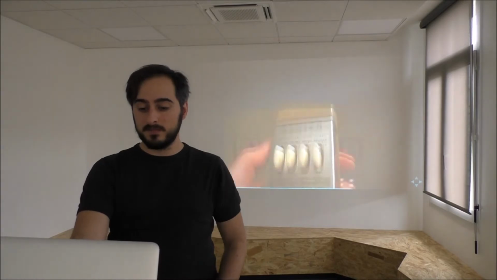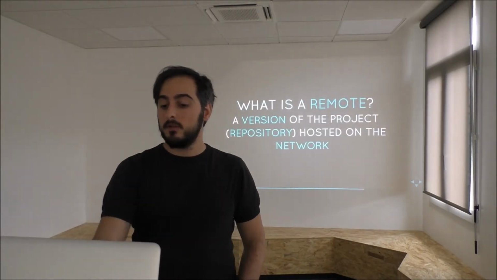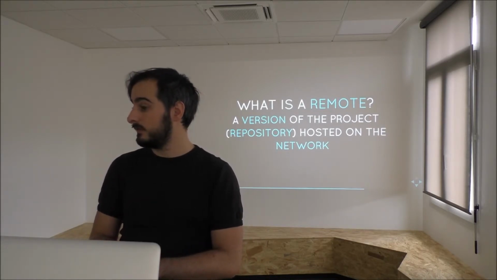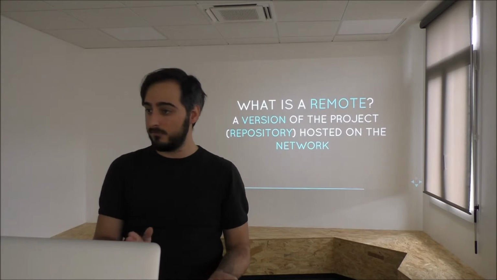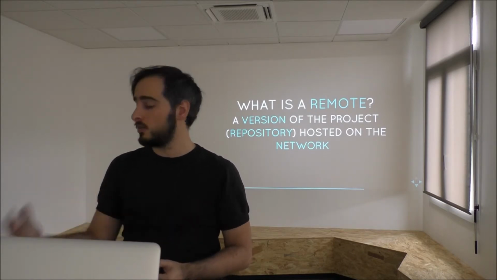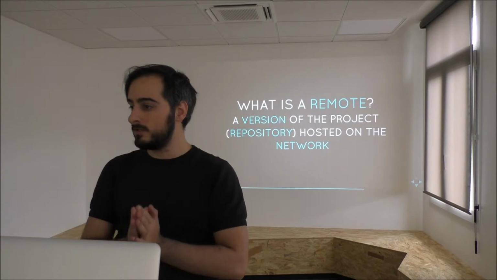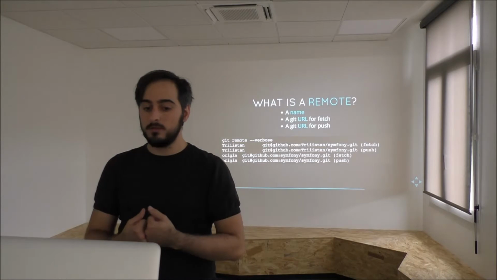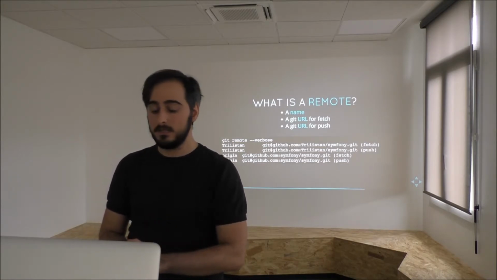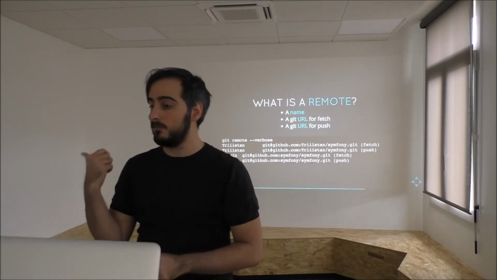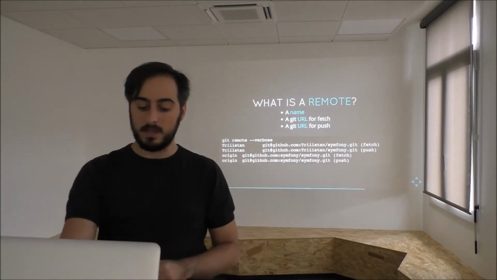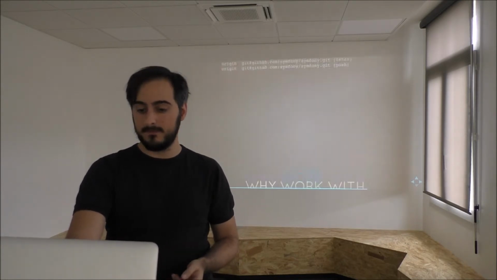What is a remote? Okay, third very important concept of Git. A remote is a version of your project hosted on the network. Right now, everything we talked about before was just related to your local version of the project and nothing was linked to the network. Concretely, what do you use to have a remote in Git? You have a name of the remote, and you have a URL for fetching and a URL for pushing. I will explain what fetch and push are right now.